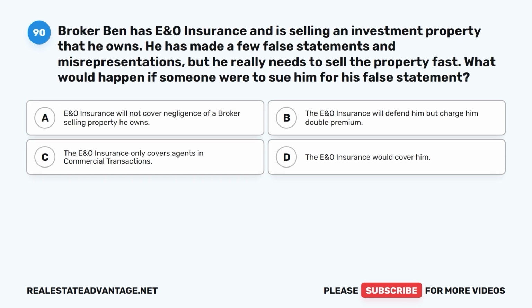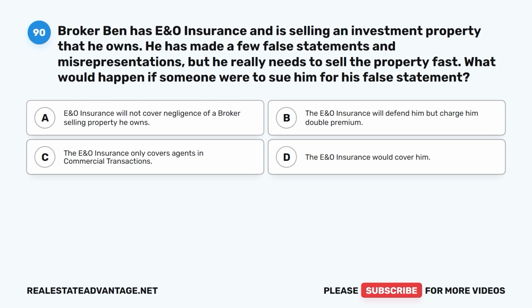Question 90. Broker Ben has E&O insurance and is selling an investment property that he owns. He has made a few false statements and misrepresentations, but he really needs to sell the property fast. What would happen if someone were to sue him for his false statement? A. E&O insurance will not cover negligence of a broker selling property he owns. B. The E&O insurance will defend him but charge him double premium. C. The E&O insurance only covers agents in commercial transactions. D. The E&O insurance would cover him.